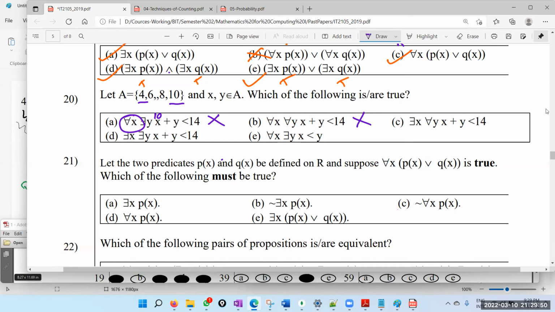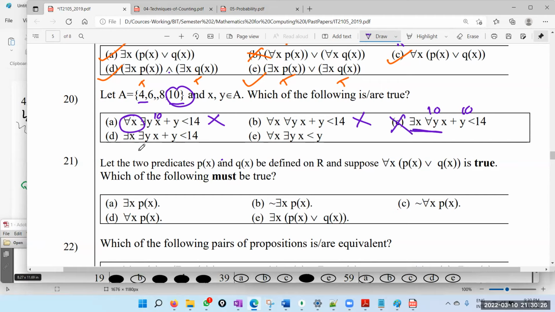Right. So next one. There exists x for all y, so that means there is at least one x for all y such that x plus y is less than 40. Now again, for all y, it must hold for everything. So I am again taking the bigger guy. When y is 10, can I find at least one x where the sum is less than 14? No. Even when we take 4, 14 is not less than 14. So this is also wrong.